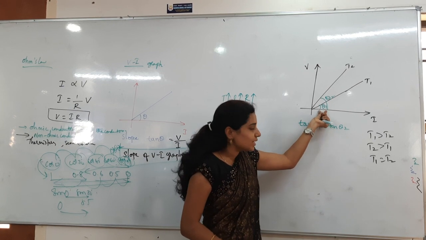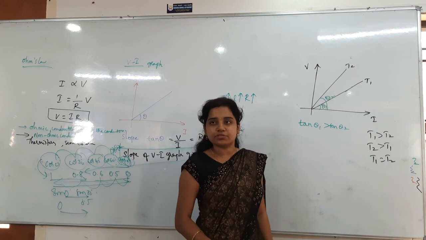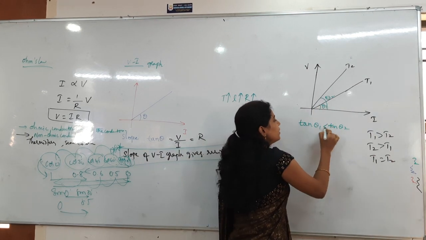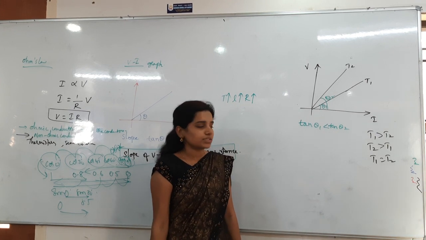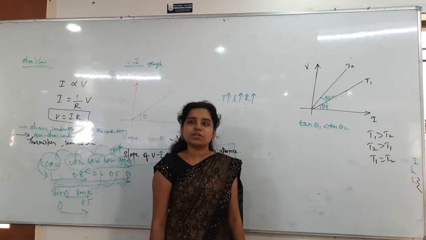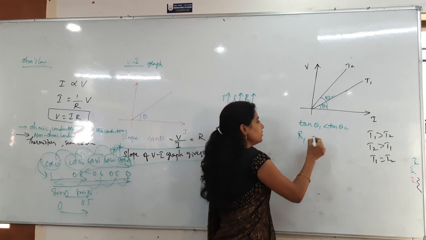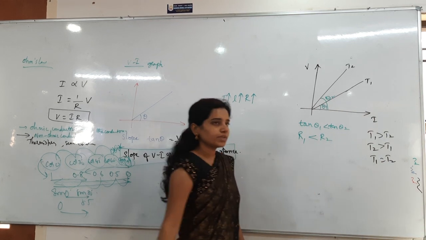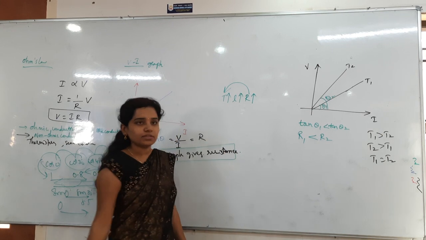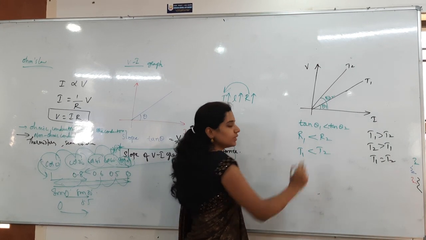In this problem theta 1 is lesser than theta 2. Then tan theta 1 is also lesser than tan theta 2. So tan theta 1 is lesser. What is the graph of V-I? R1, that is, resistance R1 is lesser than R2. R1 lesser than R2 means, since R is directly proportional to the temperature, T1 is also lesser than T2.